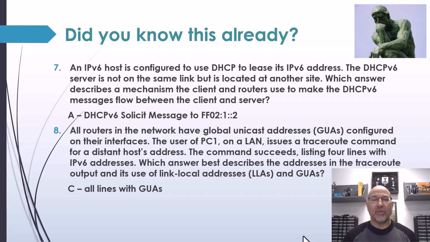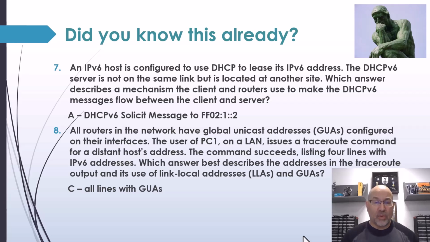An IPv6 host is configured to use DHCP to lease its IPv6 address. The DHCP server is not on the same link. What address do you use for all of that? And we now know that instead of using broadcast like IPv4, you've got this all-agents address that we use, so that multicast address that's specific to the DHCP servers.